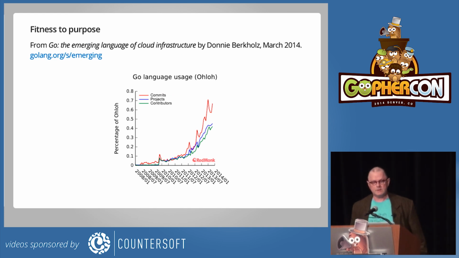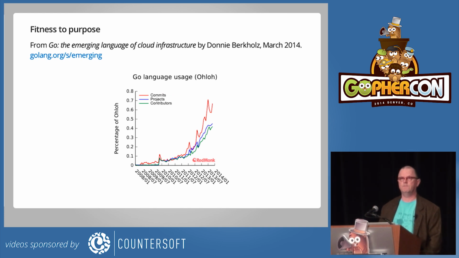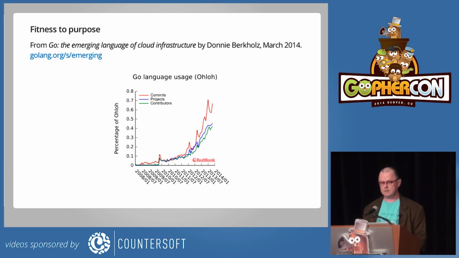So that brings me to my final point here, which is what I call fitness to purpose. In March, a month ago, this guy, Donnie Berkholz, maybe he's here, I don't know, wrote this article on RedMonk, entitled Go, the Emerging Language of Cloud Infrastructure. Now, the emerging part is cool. I love that. But if you drop that, it would say Go, the language of cloud infrastructure. That doesn't really surprise me because Go was designed to be a language for cloud infrastructure. That's why we did it. That was the whole point. We used to call those things servers. Now it's called cloud infrastructure. It'll be called something else next year. But that's what we did.